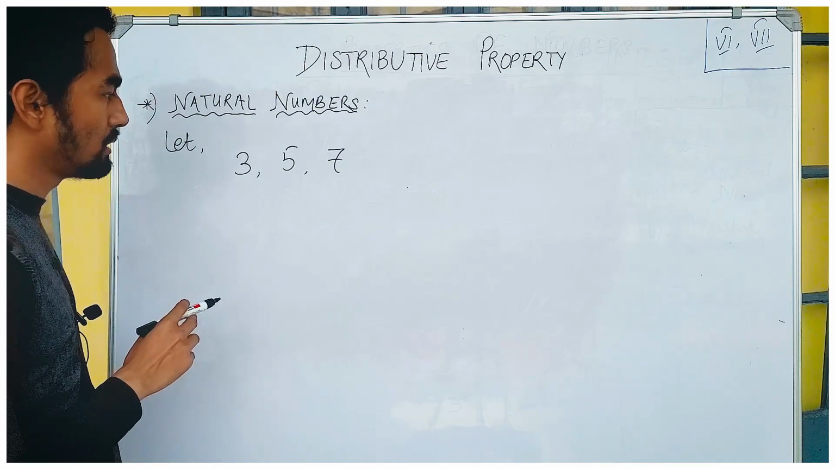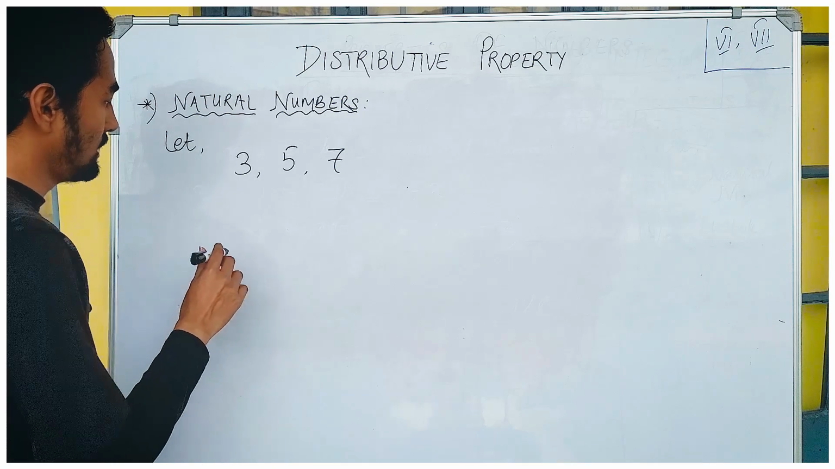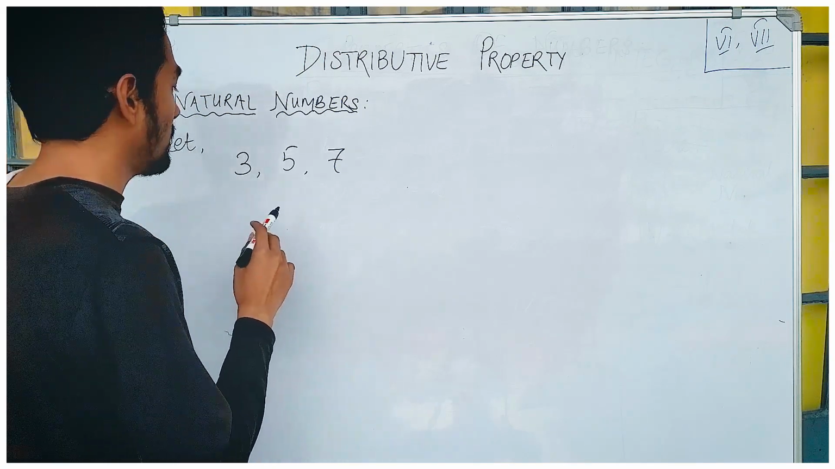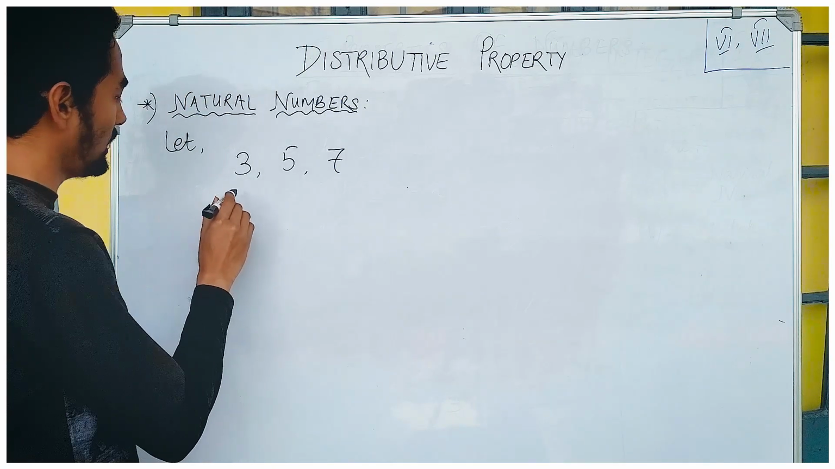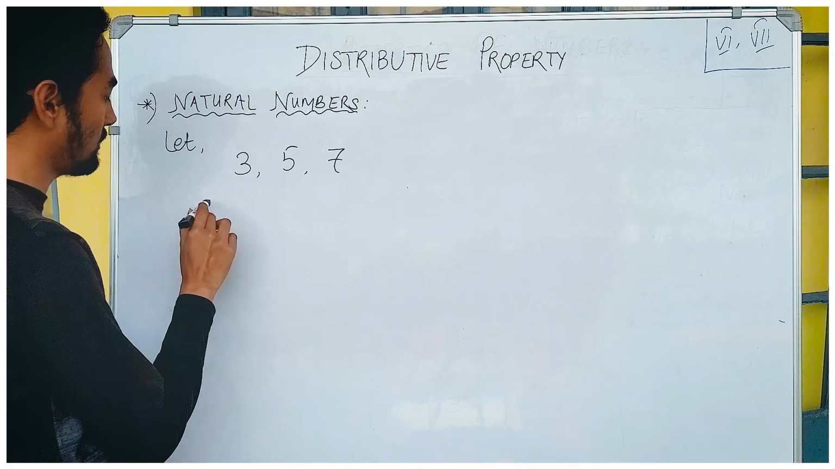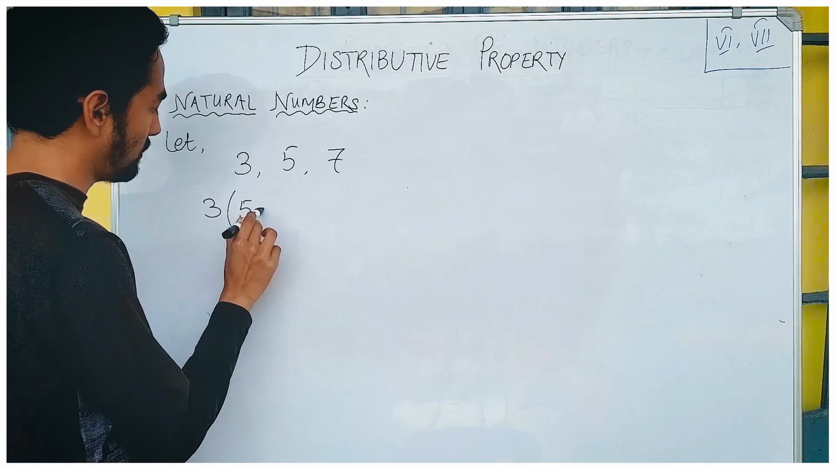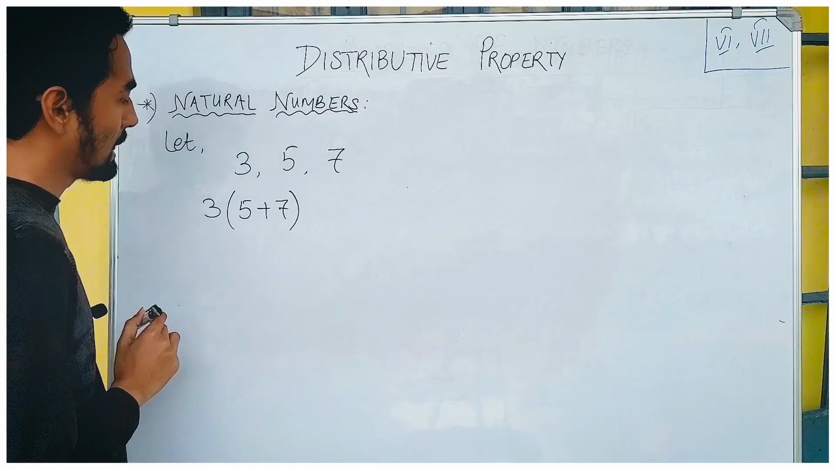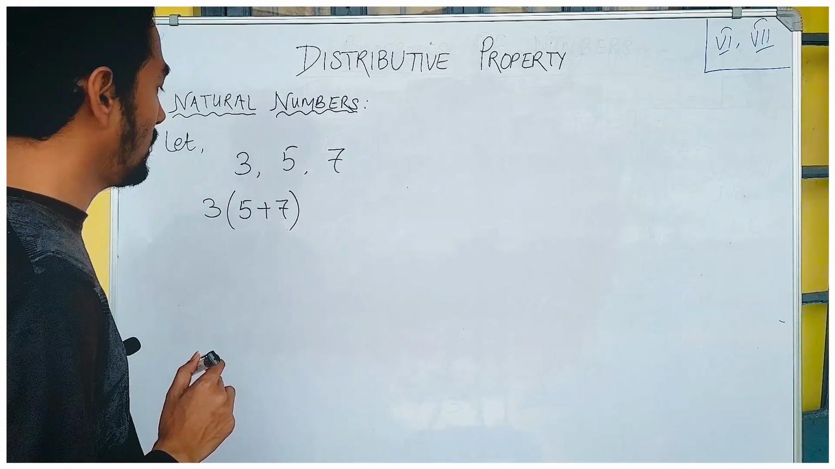It should be simple so that we can calculate faster. Okay, so according to the distributive property, how can we write it? If we are given, for example, three numbers of the form 3 into (5 plus 7), according to the distributive property, how will you break it down?